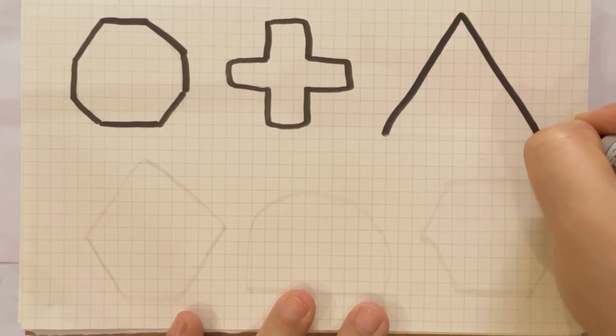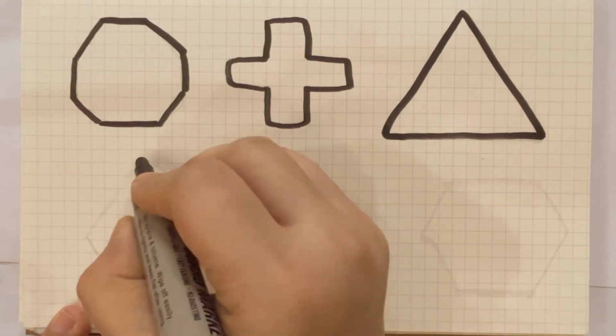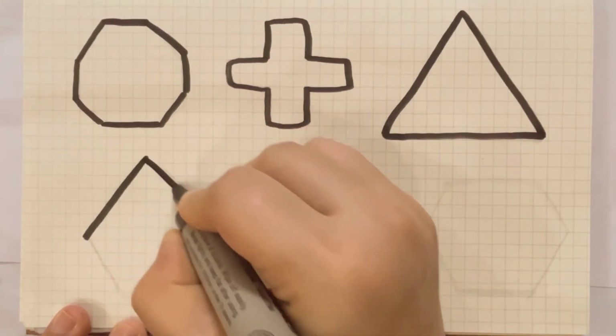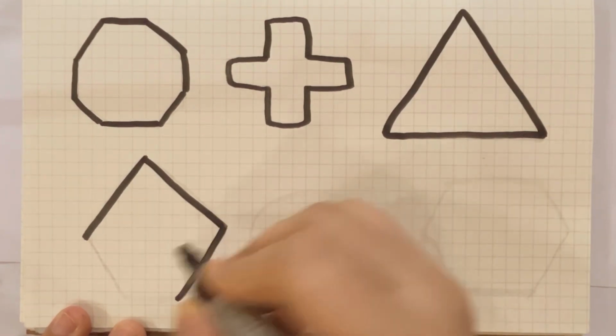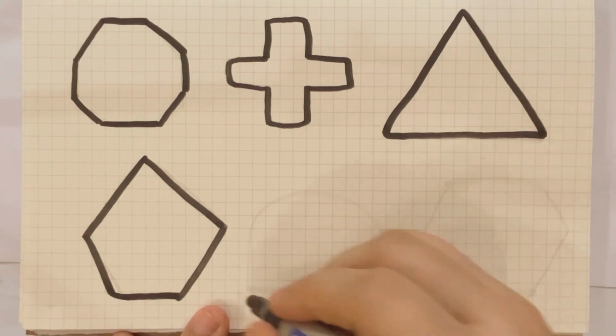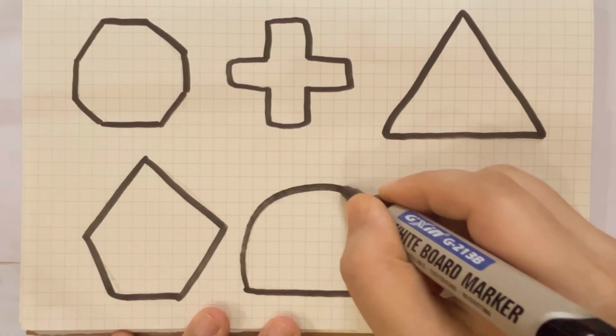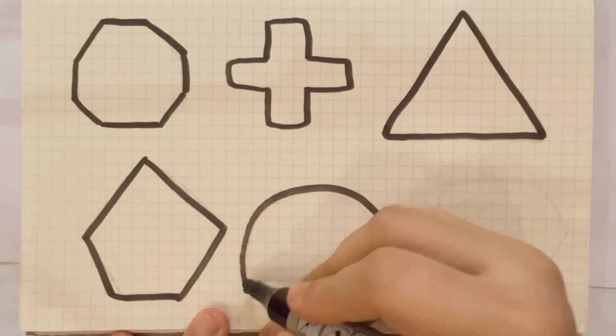Triangle shape, triangle shape, pentagon shape. This is pentagon shape. This is semicircle shape, semicircle shape.